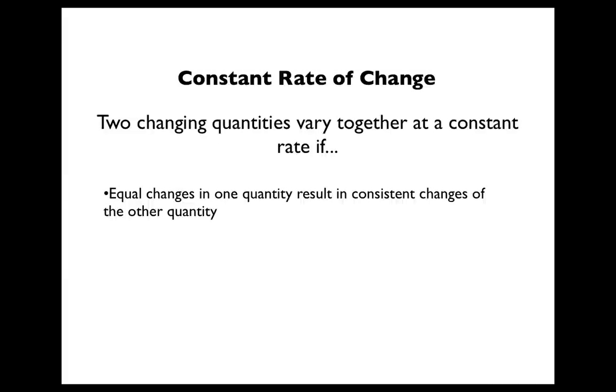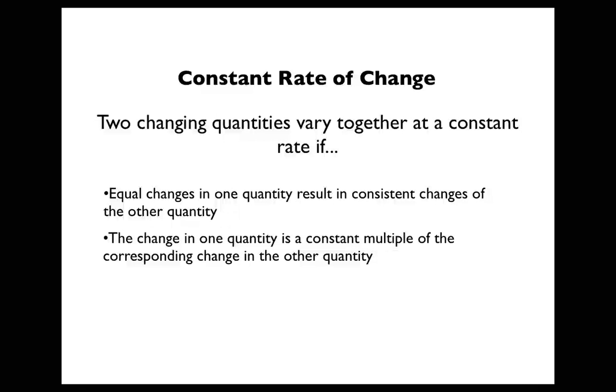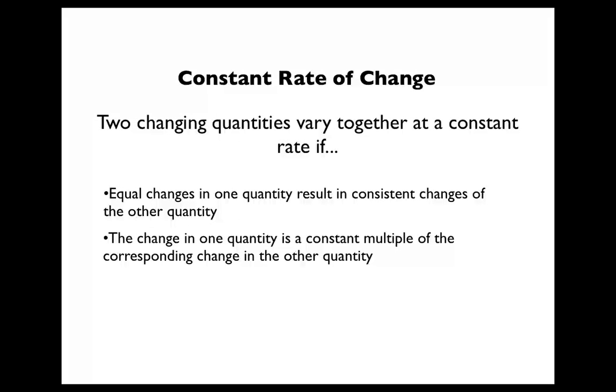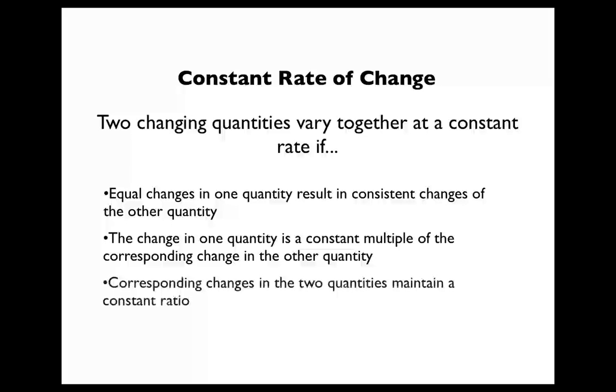First principle, equal changes in one quantity result in consistent changes of the other. That was like in the table, right? That's the first question in the table. Change in one quantity is a constant multiple of the corresponding change in the other. Whatever change in time you had, that change in height of the flag was always negative 1.2 times that change in time. Always gave you the change in height. And then we have the constant ratio of the corresponding changes.